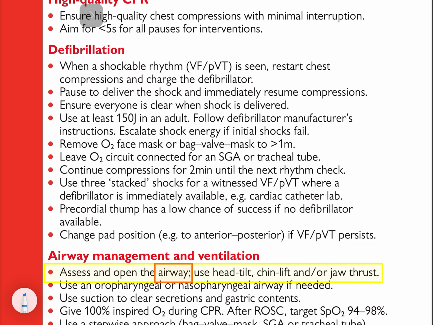Airway management and ventilation: assess and open the airway. Use head tilt, chin lift and/or jaw thrust. Use an oropharyngeal or nasopharyngeal airway if needed. Use suction to clear secretions and gastric contents. Give 100% inspired O2 during CPR. After ROSC, target SpO2 94 to 98%.